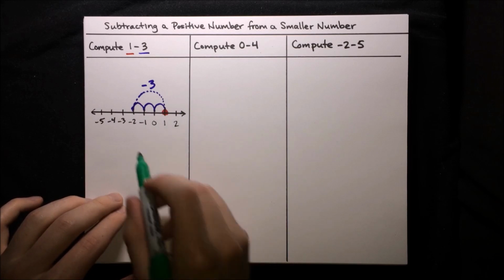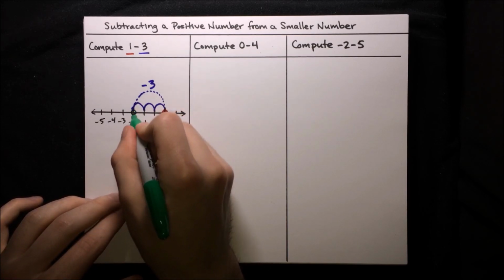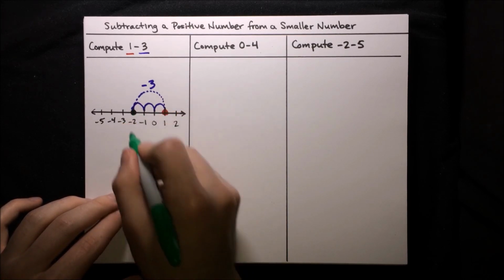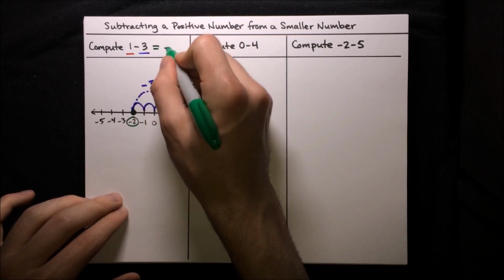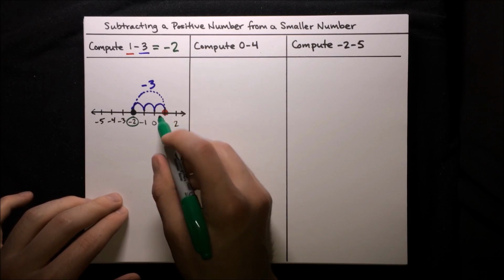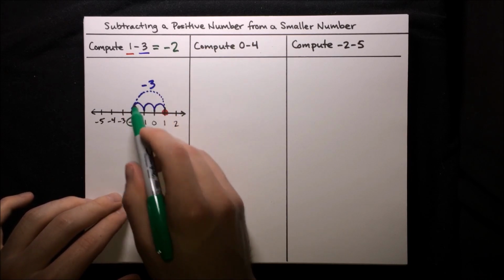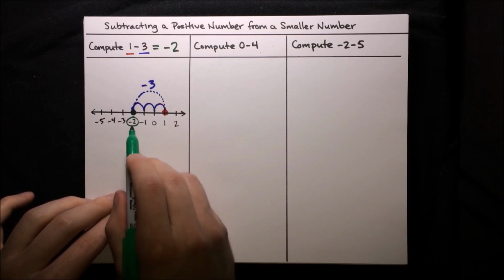And then we just need to see where did we land? Well, we landed right there, and that corresponds to negative 2. So there we have it. The result is negative 2. You start at 1, subtract 3, or go 3 units to the left, and you end up at negative 2.